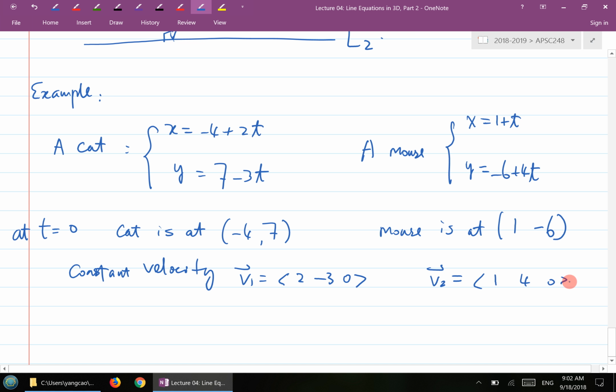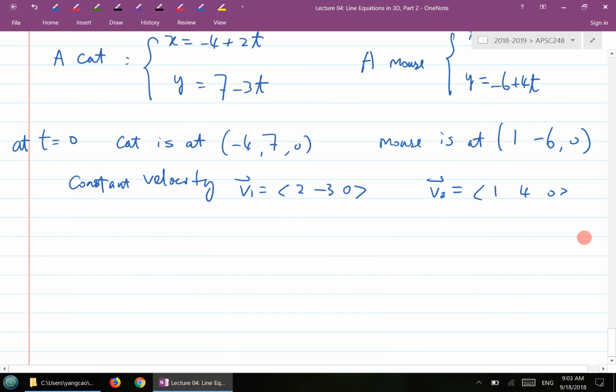So now things are becoming pretty straightforward. Your thinking is basically: the cat starts here, the mouse starts there, the cat is traveling at this constant velocity, and the mouse is traveling at this constant velocity. And the question is, will the cat catch the mouse? I'm going to put a 0 here just to make it 3D coordinates.